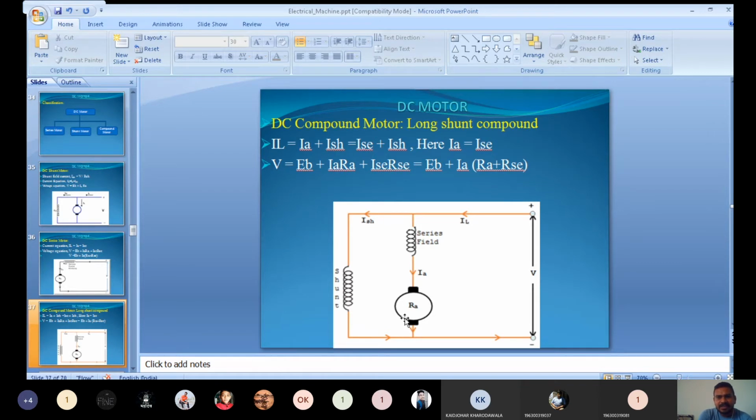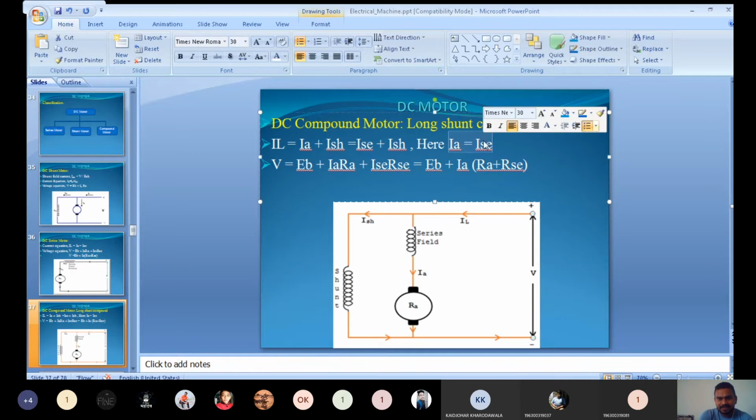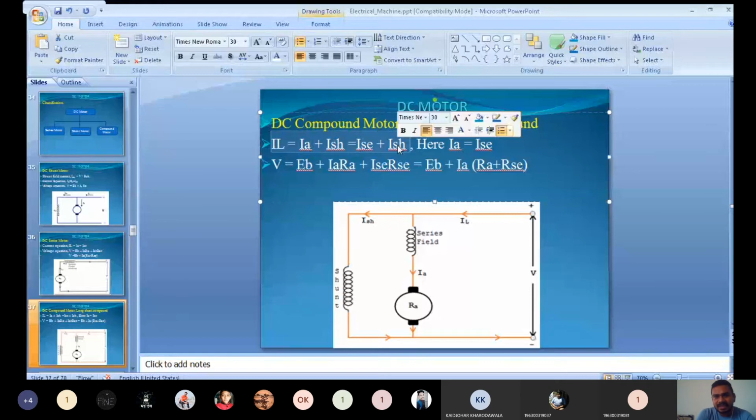Now these are in series connection. So the current flowing through the series field winding and the current flowing through the armature are the same. So we can write IA is equal to ISC here. IA is equal to ISC. The value of both currents will be the same. So what equation can we write? IL is equal to IA plus ISH is equal to ISC plus ISH. This is the current equation for the long shunt compound motor.